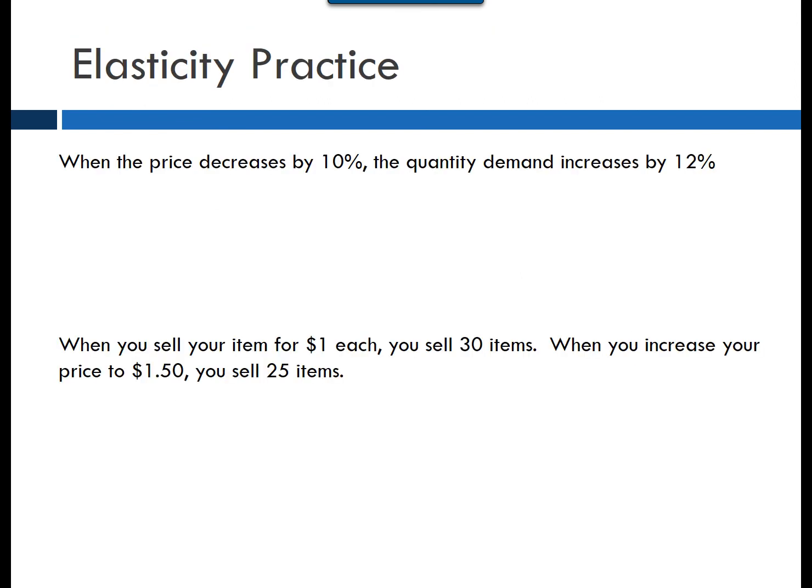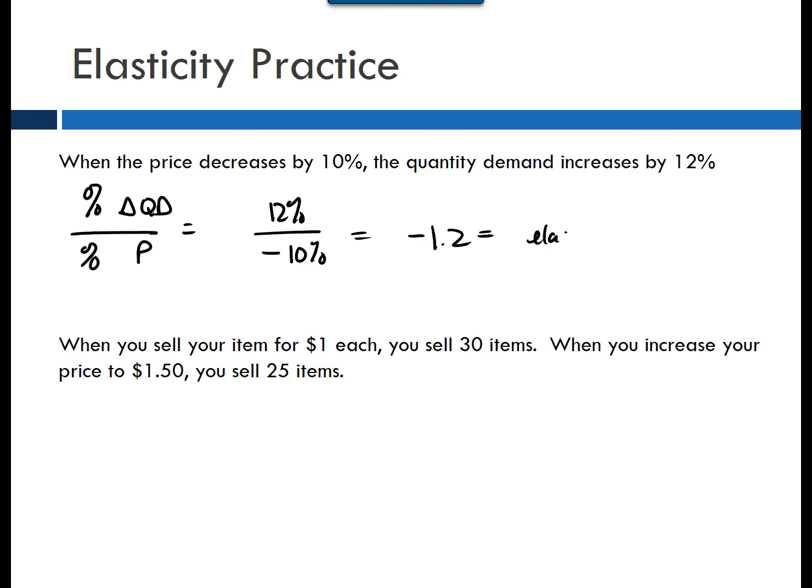So, super quick practice. When the price increases by 10%, the quantity demanded increases by 12%. This one already has the percent, so I do not need the midpoint formula. All I say is percentage change in quantity demanded over percentage change in the price. The price decreased by 10% and caused the quantity demanded to increase by 12%. I get negative 1.2. That's greater than 1, so it's elastic. And I can see that: a 10% change caused a 12% change. The impact is bigger than the thing that caused it.